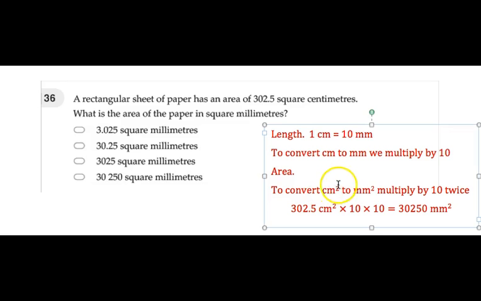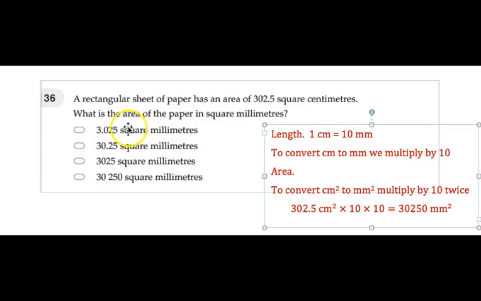So to convert centimetres squared to millimetres squared, these are square units, they're area units. You multiply by 10, like you do the normal conversion for centimetres to millimetres, but you do it twice because it's like one length times the other length. So you do it twice, and that little 2 on the squared units will remind you to multiply it twice.